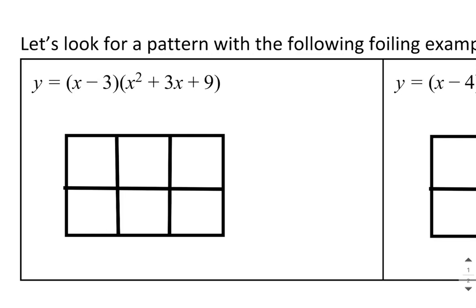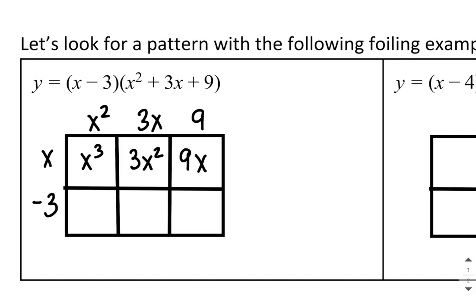For this, I'm going to have a 2 by 3 area box. I'm going to have x minus 3 as the side length on the left, and then on the top, x squared, 3x, and 9. And then I multiply everything together. So I have x times x squared is x cubed, x times 3x is 3x squared, x times 9 is 9x, negative 3 times x squared is negative 3x squared, negative 3 times 3x is negative 9x, and then negative 3 times 9 is negative 27.